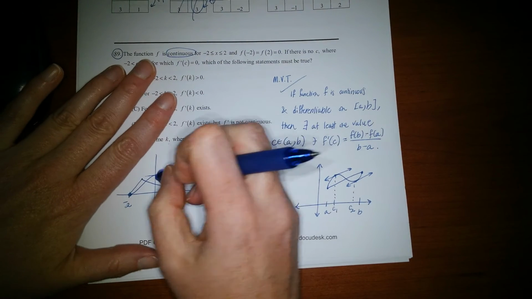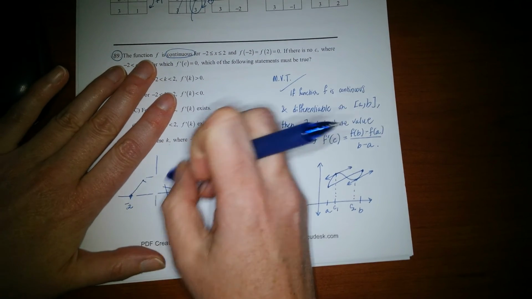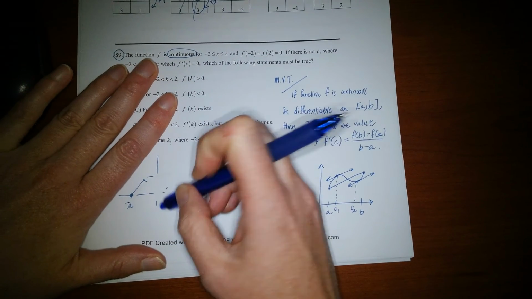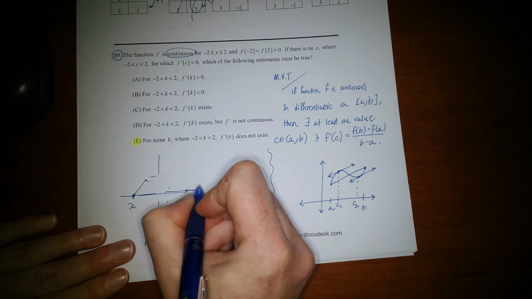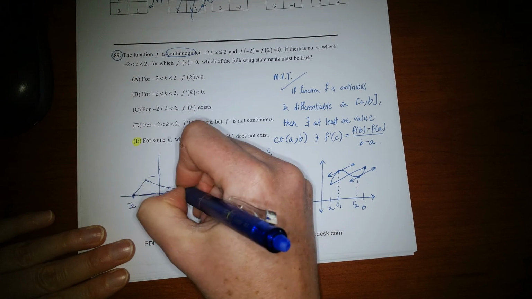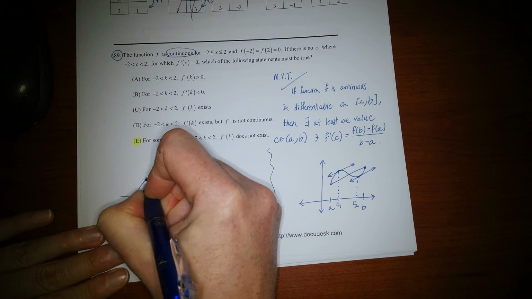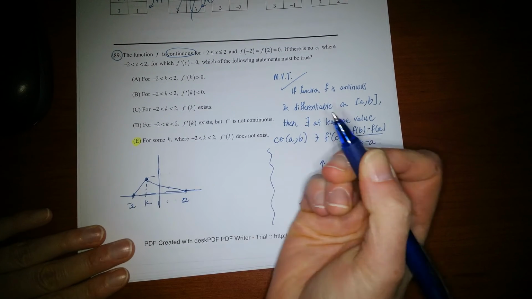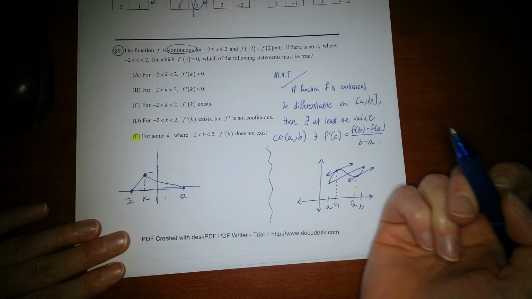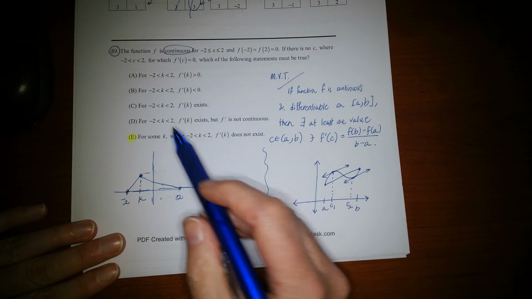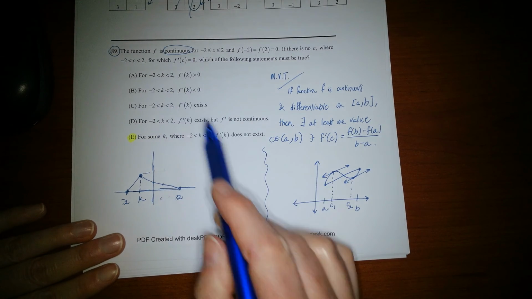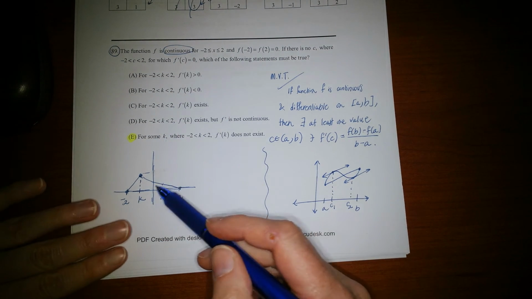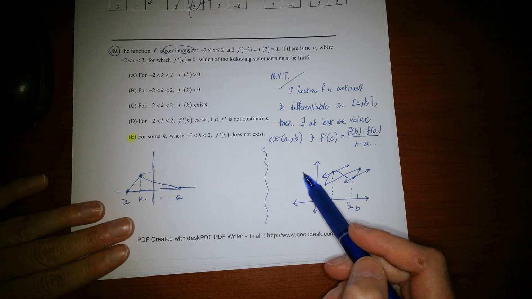So in this picture that I drew, where you have a corner, this corner right here would be the k value. And hopefully that makes sense, that your graph, if it was definitely continuous, which they said it was, would have to not be differentiable somewhere in order for this theory to not work out.